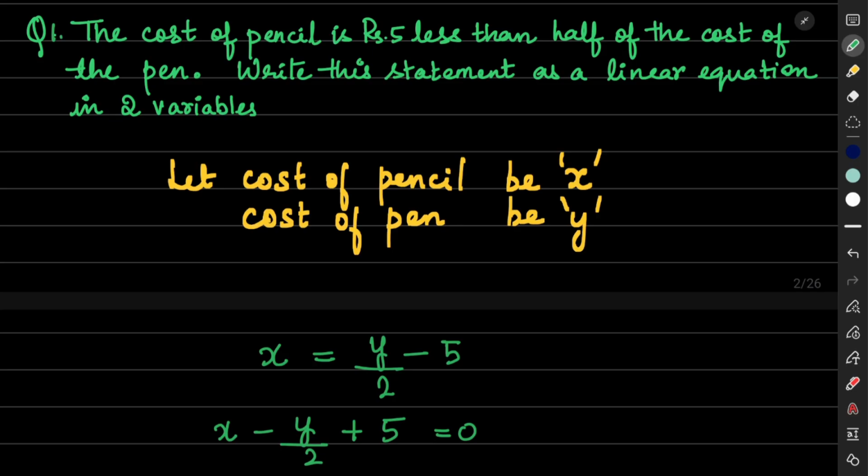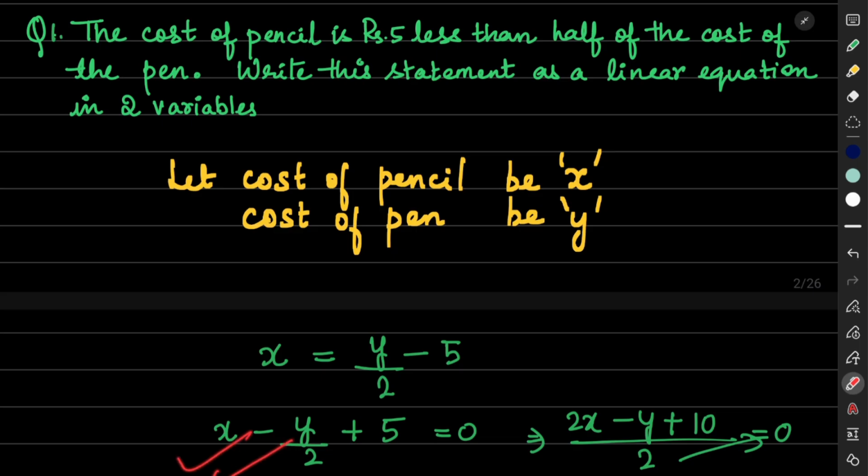You can take the LCM if needed. Say take 2 as the LCM. So in the numerator you will have 2x minus y plus 10 equal to 0. Cross multiply, and the right side will become 0. So the final linear equation in two variables is 2x minus y plus 10 equal to 0. Again, two options: you can either leave it as it is, which is also correct, or you can take the LCM and the numerator part will be your final answer.